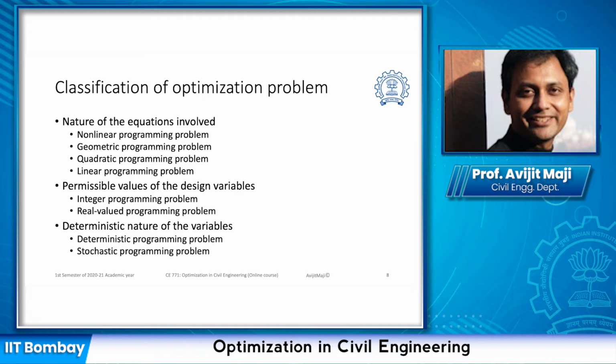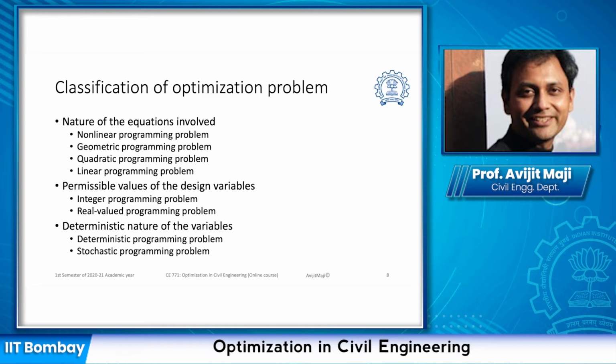If the constraint and the objective functions all represent linear equations, then we call it a linear programming problem. It is important to identify the nature of the equation involved in the optimization problem, because it is going to lead to the solution method involved. Each of these different types of programming or optimization problems has a different solution method or technique. We'll learn more about that from the next class onwards.